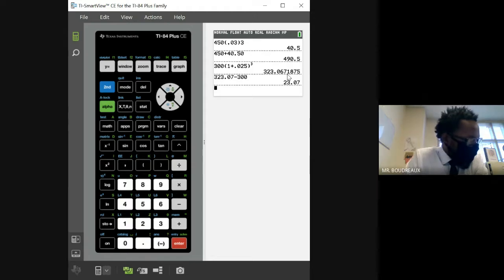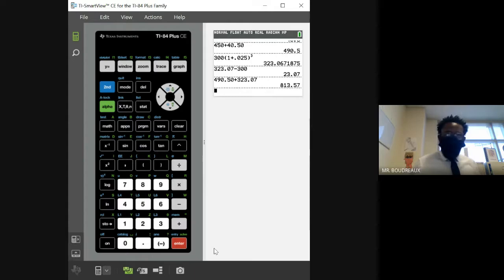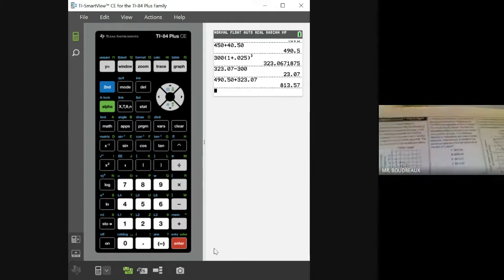Let's see what the question says. Which amount is closest to the combined balance of the two accounts? Combined, that means add. Well, the balance of the simple interest account is 490 and 50 cents. The balance of the compound interest was 323 and 7 cents. Add those two things together, you get 813.57. Y'all see that answer? Because I do.